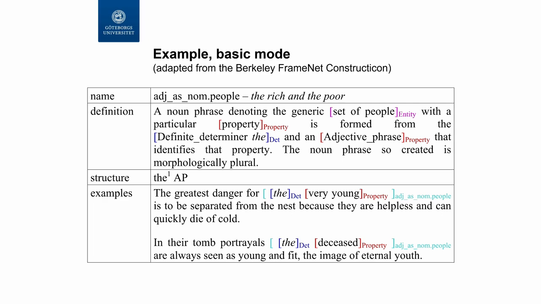The example is from the Berkeley FrameNet English ConstructiCon, but the format is what you get from the basic display mode for Swedish. So the name, adjective as nominal, the rich and the poor. So you have both the name and the illustration. The definition: a noun phrase denoting the generic set of people with a particular property, is formed from a definite determiner, the, and an adjective phrase that identifies that property. The structure sketch is quite simple here. You have the and an adjective phrase. So the same information that you get from the definition, but it's formalized. And then a few annotated examples.